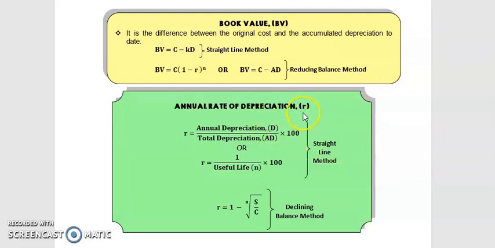Okay, annual rate of depreciation. Just now we have annual depreciation, which is in terms of amount, how many ringgit. But now annual rate means in terms of percentage. So we also can express the depreciation in terms of percentage: 1 year it depreciates for how many percent. This is the formula for straight line method and this is the formula for declining balance method. After this, we're going to look at straight line method first, on how to calculate or estimate depreciation.